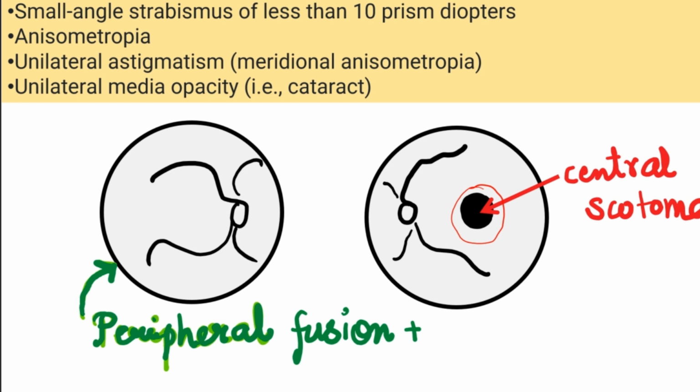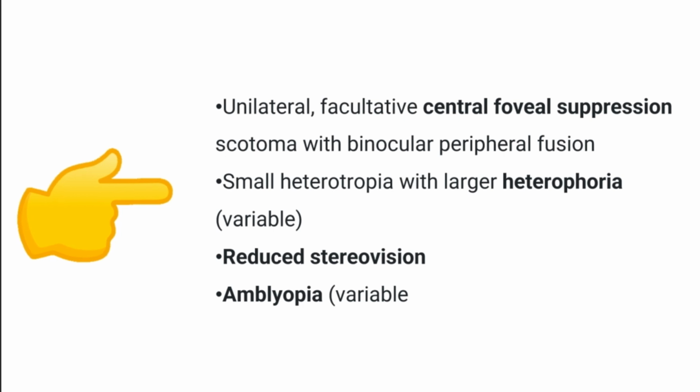So here, because of that small angle strabismus, and in order to deal with the problems that can arise because of that small deviation, obviously by now you should know what the problems arising because of deviation are, right? So here what will happen is the kid is going to develop this small central scotoma retaining the peripheral fusion. Okay, and this is what is meant by monofixation syndrome. So in monofixation syndrome, you have unilateral facultative central foveal suppression scotoma with a binocular peripheral fusion.